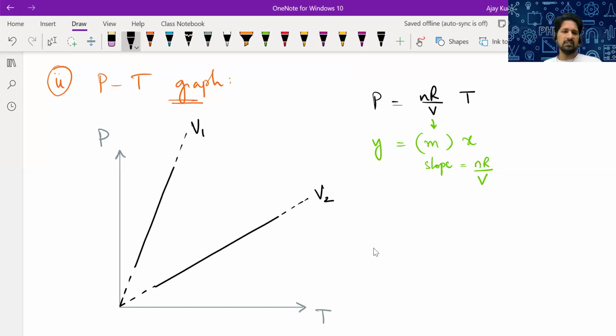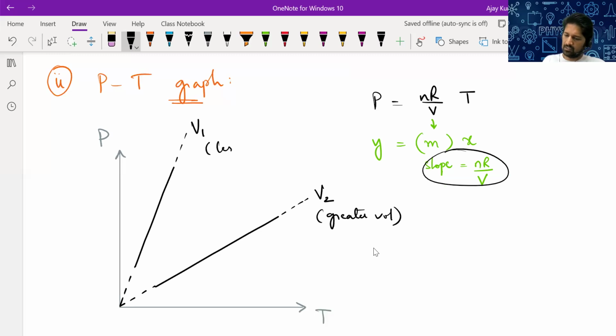Now, what's the difference between these two graphs? The slope is different. The first one has greater slope. Now we know that slope is nR by V. If pressure is on the y-axis and temperature is on the x-axis, then slope is nR by V. Greater the volume, smaller the slope. So the second graph, the one drawn for V2, has smaller slope. That means V2 must be the greater volume.